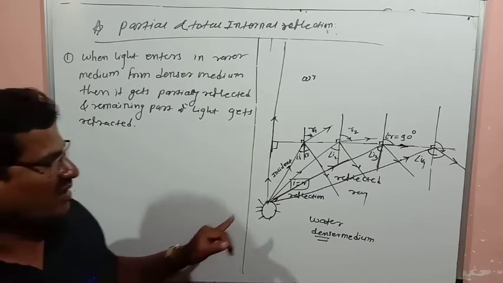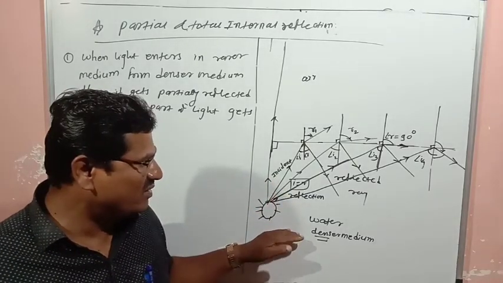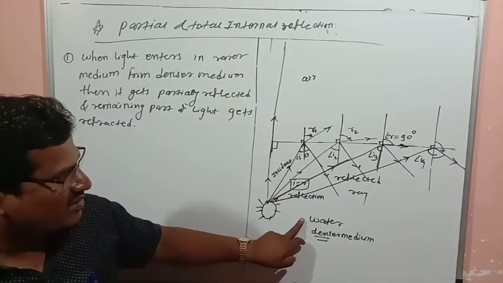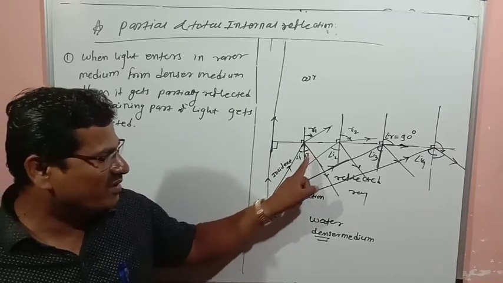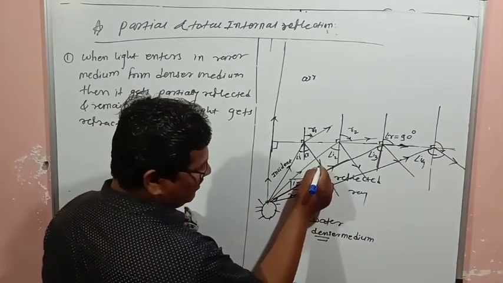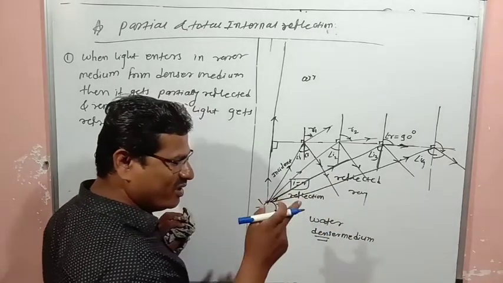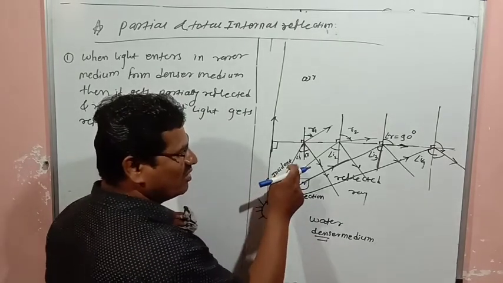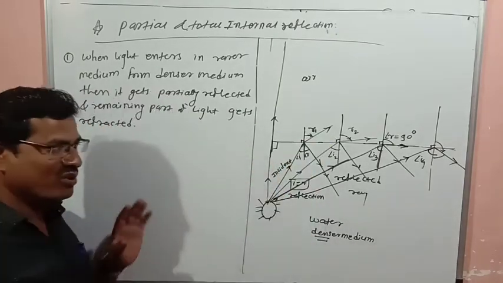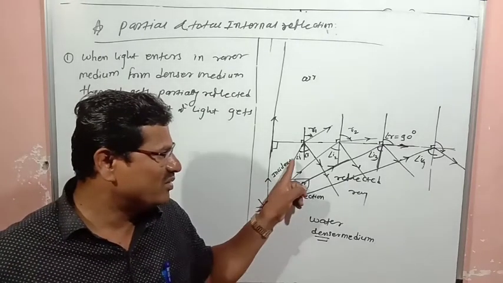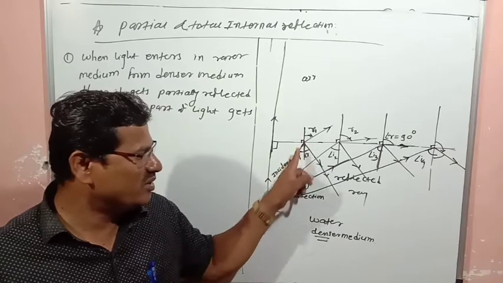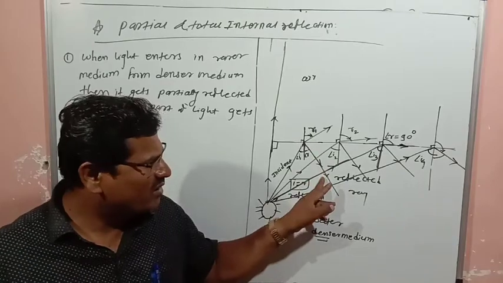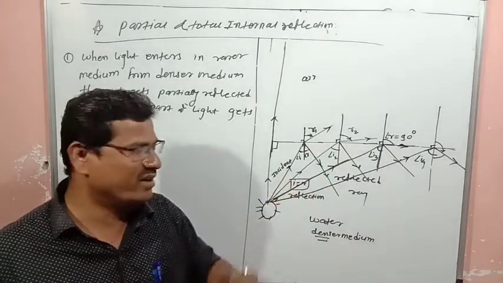So the first point you will understand: when light rays enter a rarer medium from a denser medium, then what happens? Some part of light gets reflected in the same medium. Reflection takes place in the same medium, and refraction takes place when light passes from one transparent medium to another transparent medium. So the first point should be clear: when light travels into a rarer medium from a denser medium, then some part is reflected and some part is refracted.